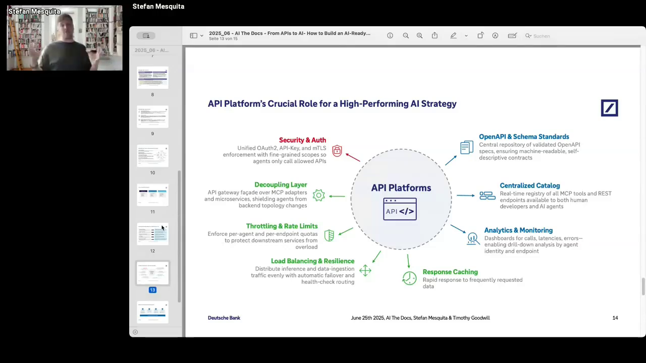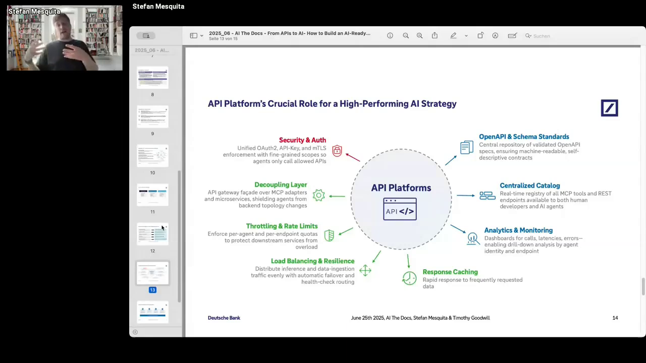API platforms offer a decoupling layer. So the AI is only going to connect to the API platform. What happens behind the scenes is up to the API provider. So if you change something in the API implementation, if you rehost your API implementation, the consumer doesn't have to change anything. Then throttling and rate limits. You cannot control what AI is doing. So AI may be calling your API many, many times. This would increase costs if your API is running on the cloud, for example, or maybe this is overloading your API. An API platform will help you address this.